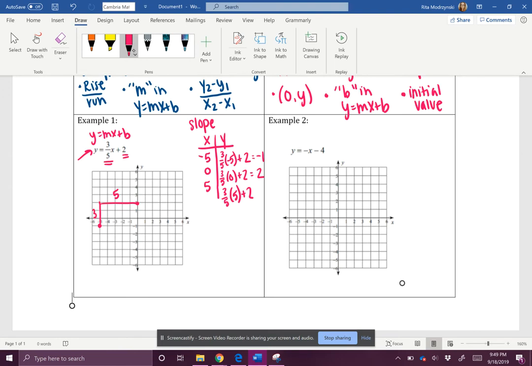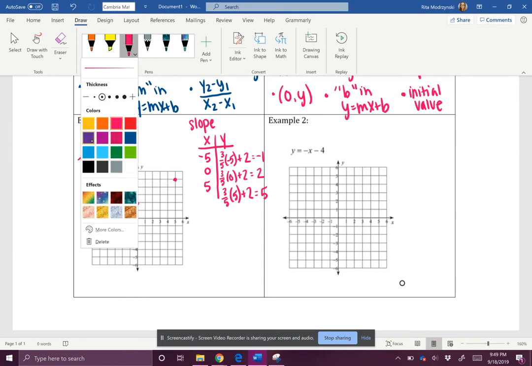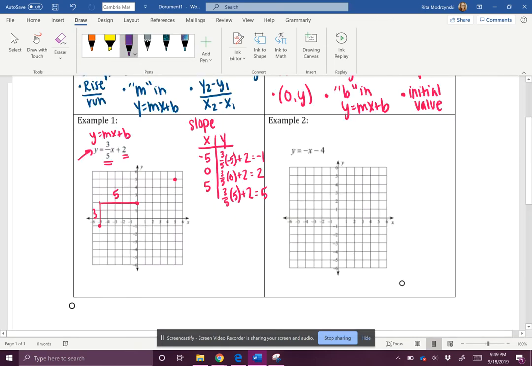3/5 times 5 gives us 3, plus the 2 will give us 5. So now I'm going to graph the point 5, 5. Right there. From here, I'm going to draw, I'll pick blue, a line connecting the points that I do have, like so. We always want to draw arrows at the end of our line because that implies it goes on forever, and they actually do.